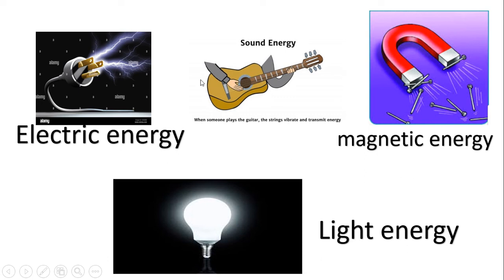So, which one of these energies can we see? Can we see the electricity? No. Can we see the sound? No. Can we see the power of the magnet? Also no. So can we see the light? Yes. So the light is the energy which we can see. So the light is visible or invisible? The light is visible. Super.